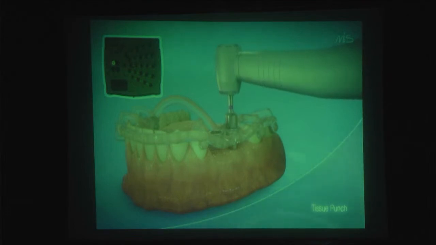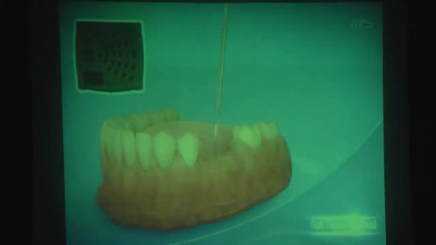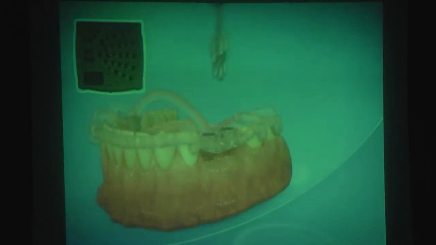It's over. And then we take the guide out. Why? In order to make the excision and punch the soft tissue out. And now we're face to face with the bone. And now I'm going to apply the guide again and put it on the model.